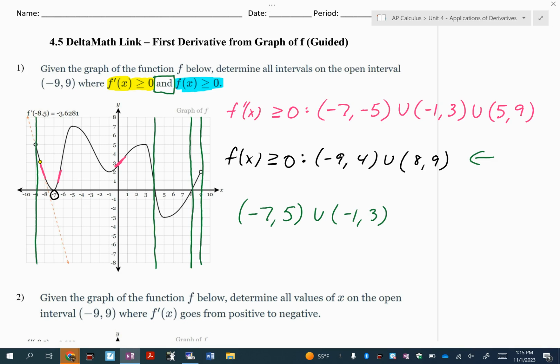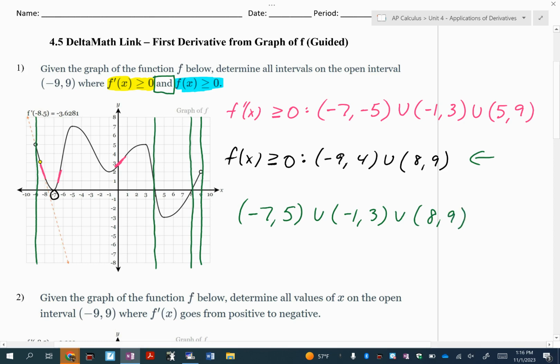No, I don't, right? Because the 5, 6, 7, all the way to 8, I don't actually have a positive value there, right? My original function is negative. So what am I going to put for my last interval that's going to work for both? Can I put 5 to 9? No. What can I put? Nice, Gael. I can put 8 to 9.